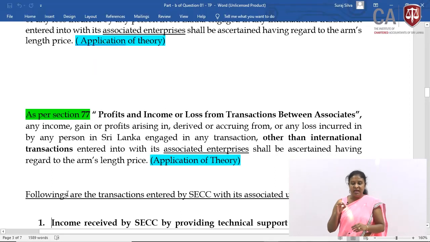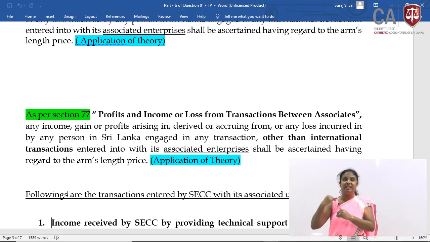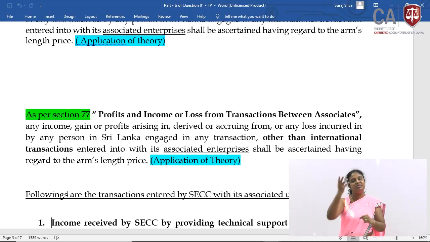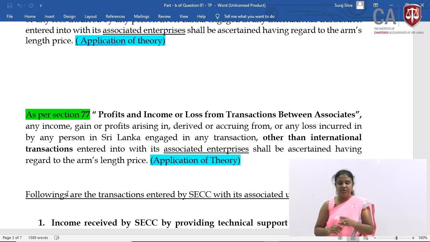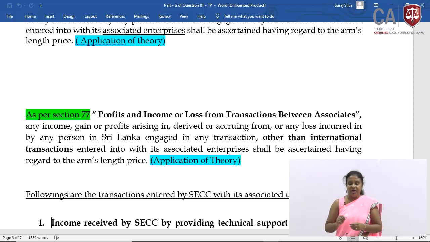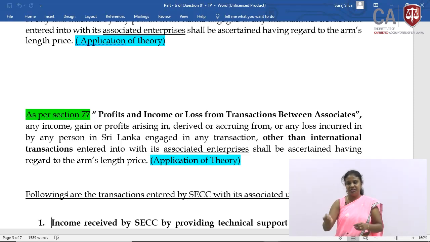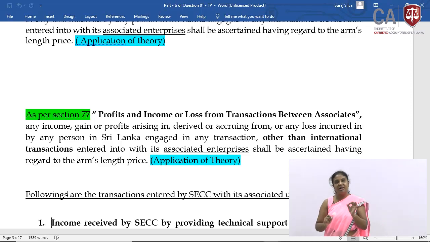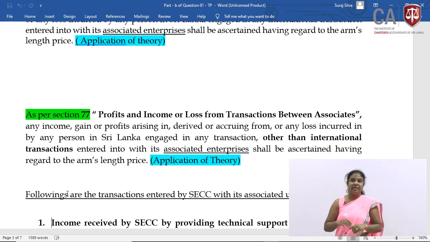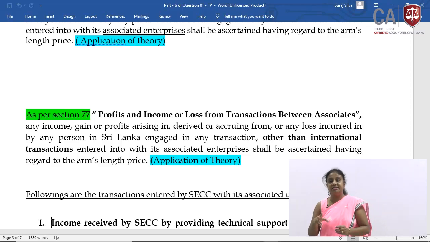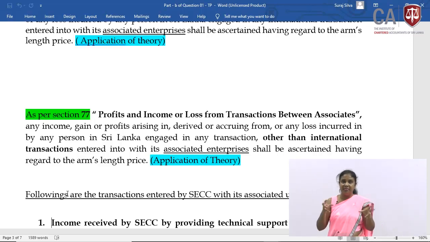In that, as per section 77, profit and income or losses from transactions between associates other than section 76: any income, gain or profits arising in, derived or accruing from, or any loss incurred by any person in Sri Lanka engaged in a transaction. Very important, it's very clearly given. What? Other than an international transaction. If it is other than an international transaction, then what? It should be a domestic transaction, then entered into with its associated enterprises.